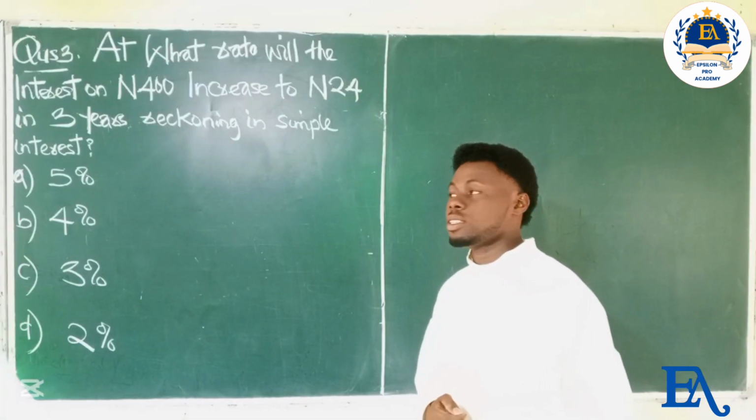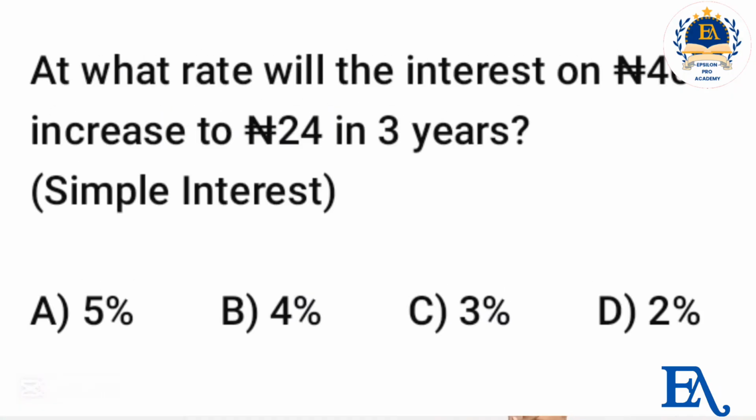Now the next question is question number 3. At what rate will the interest on 400 naira increase to 24 naira in 3 years, reckoning in simple interest? Option A 5%, B 4%, C 3%, and D 2%.